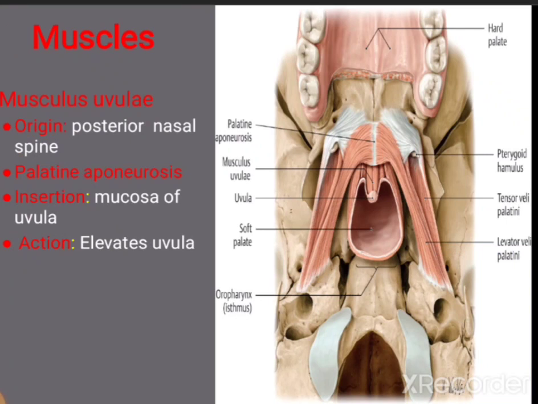Then the next muscle is the musculus uvulae. So this is the musculus uvulae in the midline. It arises from the posterior nasal spine and the palatine aponeurosis and is inserted on the mucosa of the uvula. The action of this muscle is elevation of the uvula.